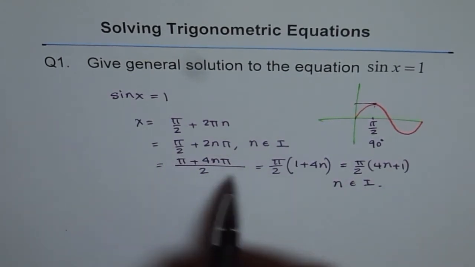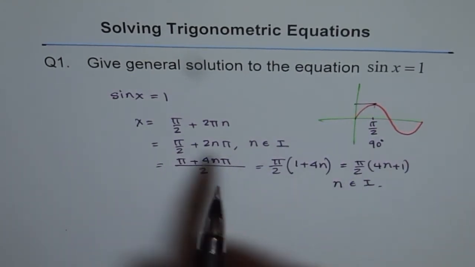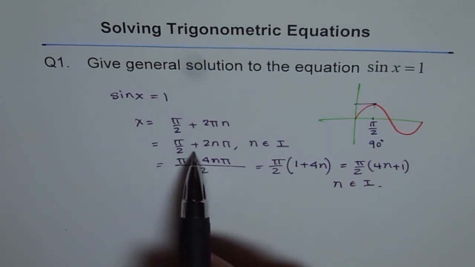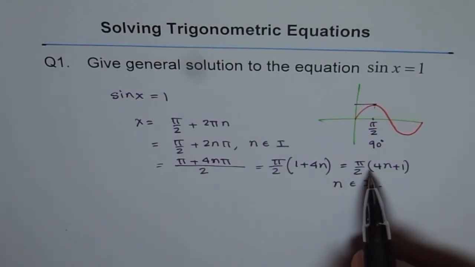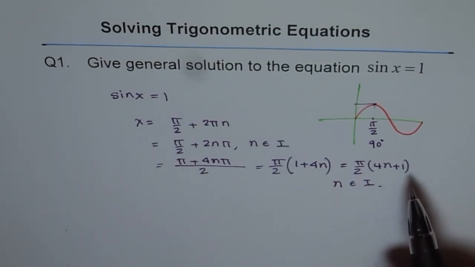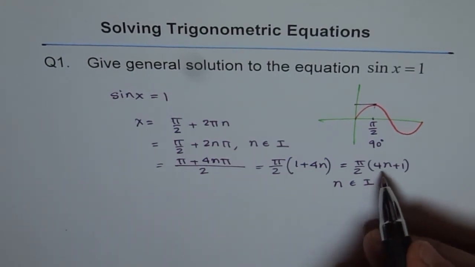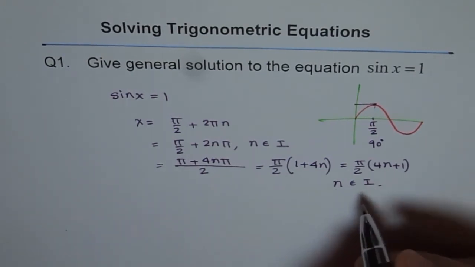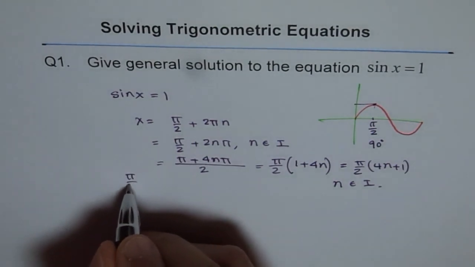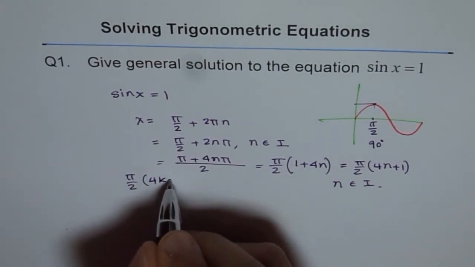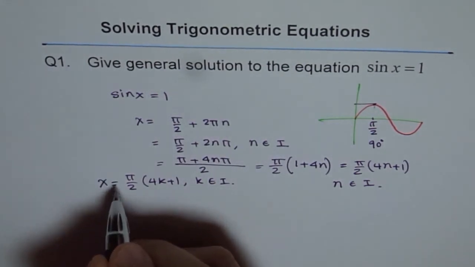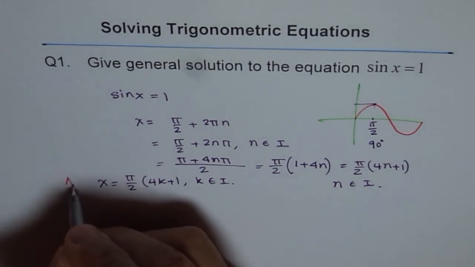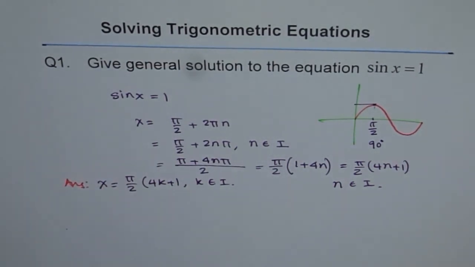So remember, I can write this in many different ways. The same solution I can write as pi by 2 plus 2n pi. I can write this as pi by 2 within brackets 1 plus 4n, or pi by 2 times 4n plus 1, right? Some people also write, since you can change this variable to anything, pi by 2 times 4k plus 1, where k belongs to the set of integers. And that's the value of x. So there are many different ways to write the same answer.